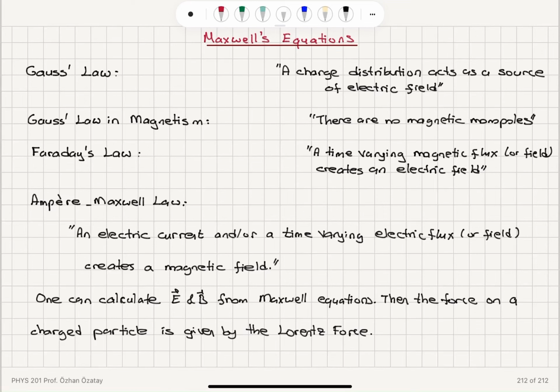Now we're going to review Maxwell's equations with the correction to Ampere's law. All of these equations are now summarized as Maxwell's equations.